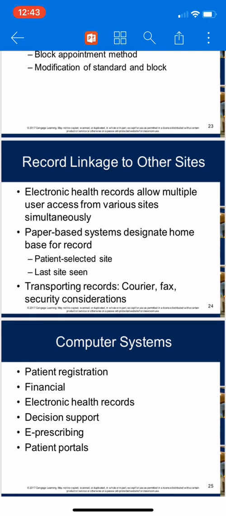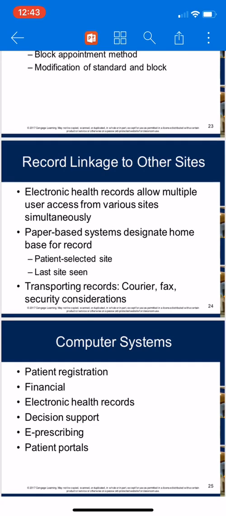Many freestanding ambulatory care centers have multiple sites and must find a way to provide patient information among the various sites. This task is easiest with an electronic health record that can be accessed from all sites. In such a system, any of the locations can access the patient's information through the system. But in paper-based systems, the record can only be stored at one site at a time. So again, we go back to the age-old thing. Only one person can have their hands on the paper at one time.